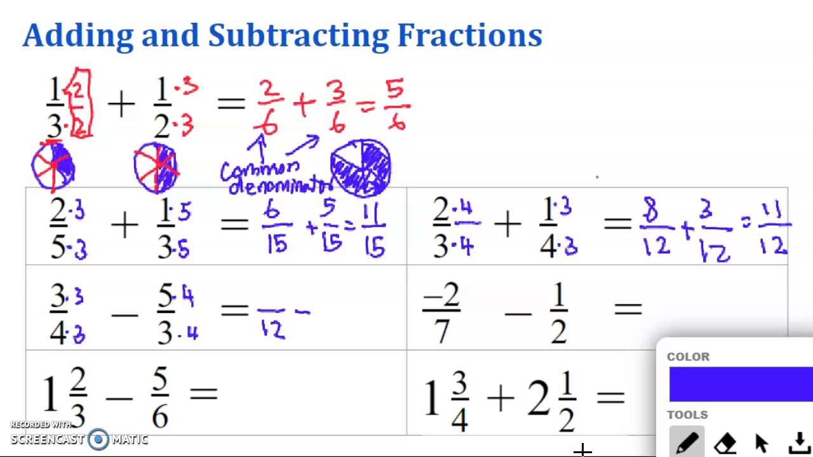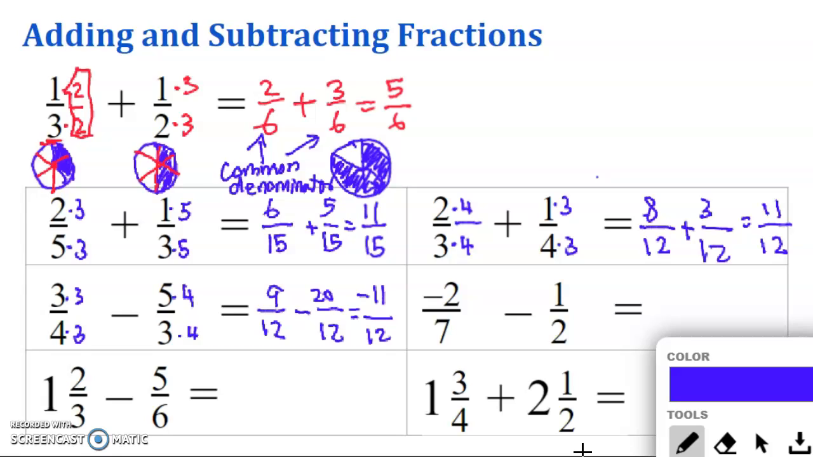So that becomes 3 times 3 is 9, 5 times 4 is 20. So 9, this time 9 minus 20. Okay, 9 minus 20. We're becoming more negative, aren't we? So 20 minus 9 is 11, but the final answer should be negative 11. So negative 11 over 12.